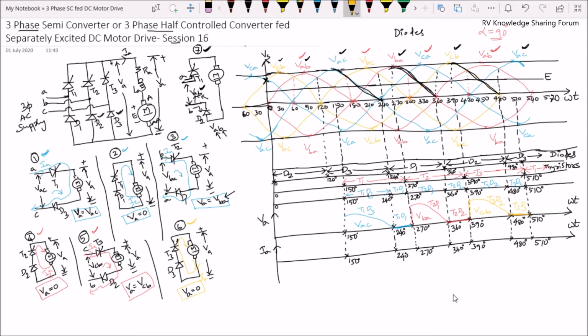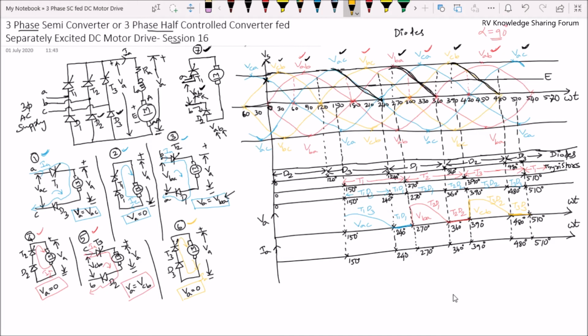If you observe this output voltage waveform from 240 degrees to 270 degrees, again from 360 degrees to 390 degrees, and again from 480 degrees to 510 degrees, our output voltage is 0. This is because the freewheeling action takes place. Due to this freewheeling action, the negative reversal of the output voltage is avoided, hence the output voltage is 0. Now let us mark the current flow.